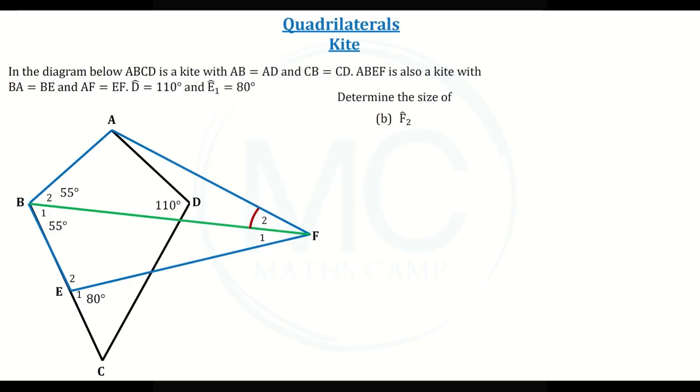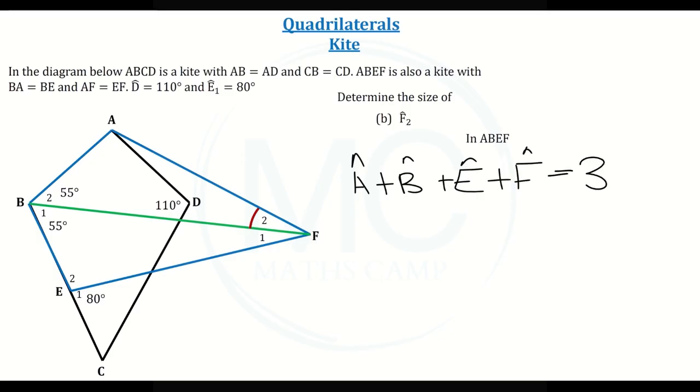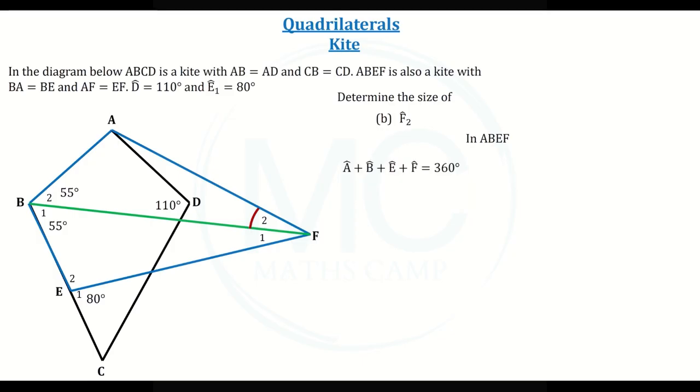So what else do we know? We know that a kite is a quadrilateral, and we know that the interior angles of a kite always add up to 360 degrees. So in kite ABEF, we know that angle A plus angle B plus angle E plus angle F will give us a total of 360 degrees. And as our reason, we say that these are the interior angles of a quadrilateral.